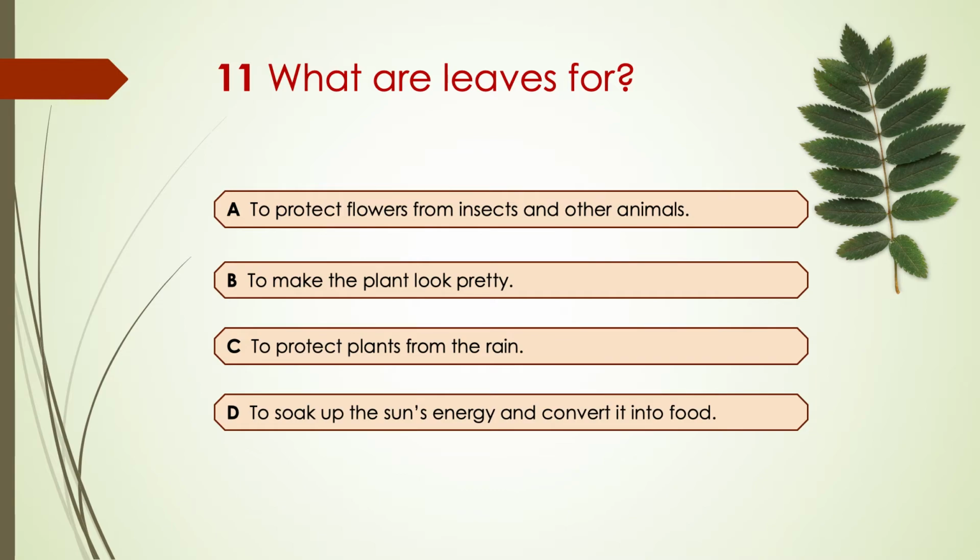What are leaves for? Option A, to protect flowers from insects and other animals. Option B, to make the plant look pretty. Option C, to protect plants from the rain. Option D, to soak up the sun's energy and convert it into food. The answer is option D, to soak up the sun's energy and convert it into food.